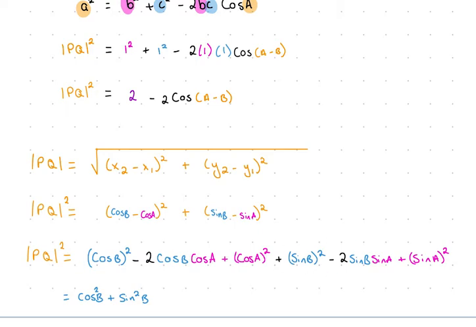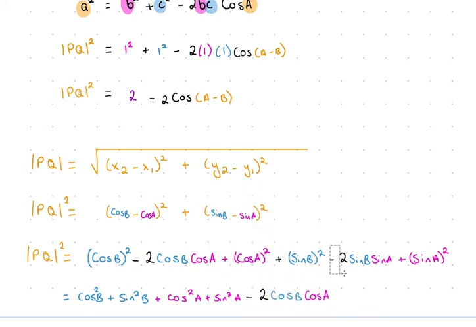Then I'm going to do the a's next. So I'm going to have plus cos squared a, plus sine squared a. And then I'm going to bring down the rest of it. So I'm going to have my minus 2 cos b cos a. So I'm going to have that.